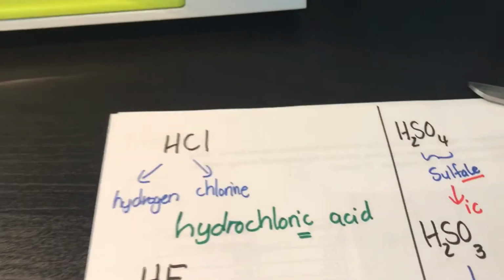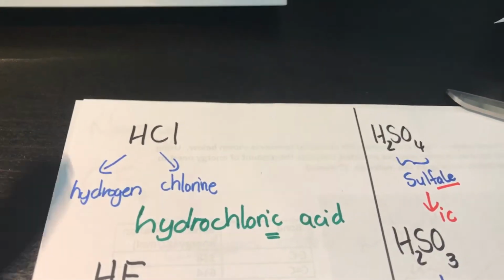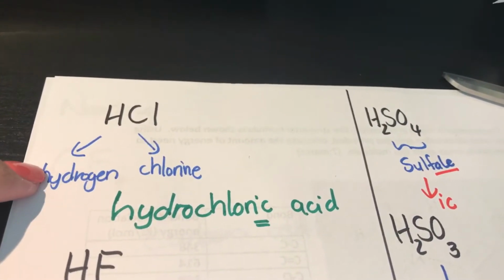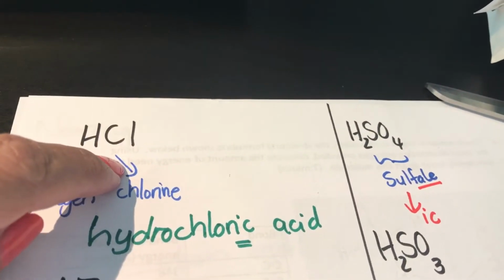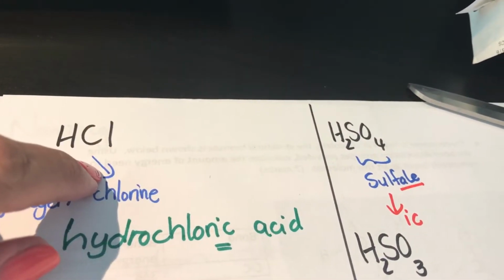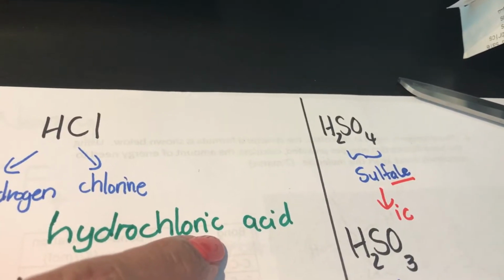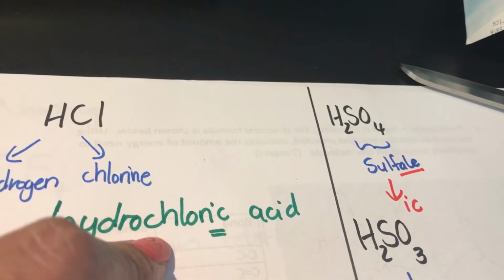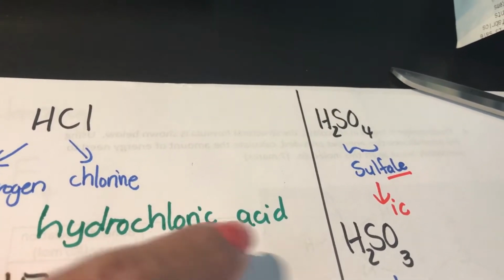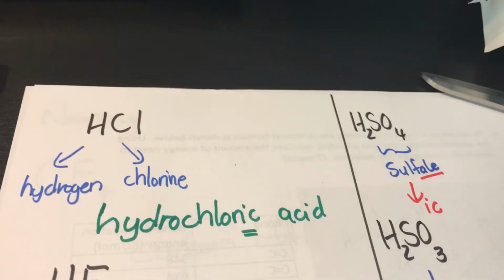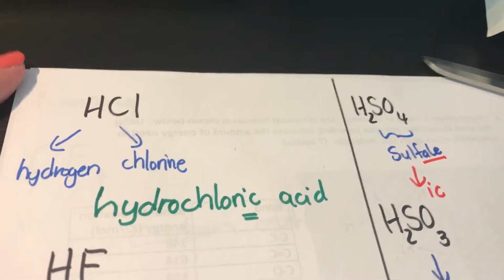So the first rule is, if it's binary, you will use hydro for the hydrogen. The second rule: the second element will change and get a new suffix. So chlorine becomes chloric, and you will add the word acid. So this is hydrochloric acid.